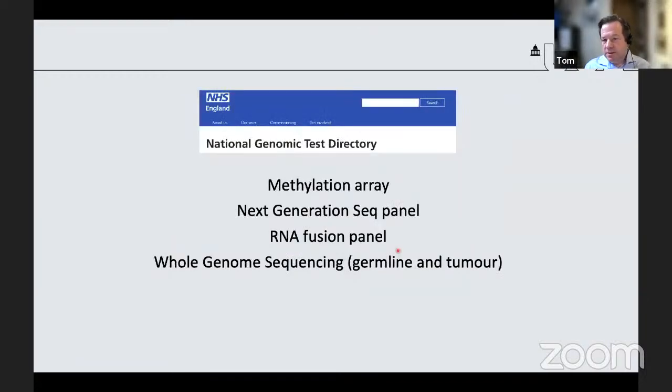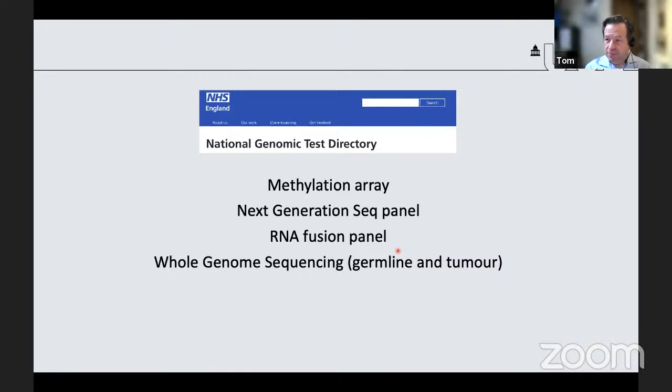The impact of this is that methylation array, not just our data but the sum of data around it, shows that it has huge value in brain tumor diagnosis. It's on the National Genomic Test Directory. Effectively, for children's tumors, we can do methylation arrays, panel sequencing for small variants, RNA fusion panel, and whole genome sequencing on all children's solid tumors. We are certainly doing the first three tests, and wherever we can, getting whole genome sequencing.